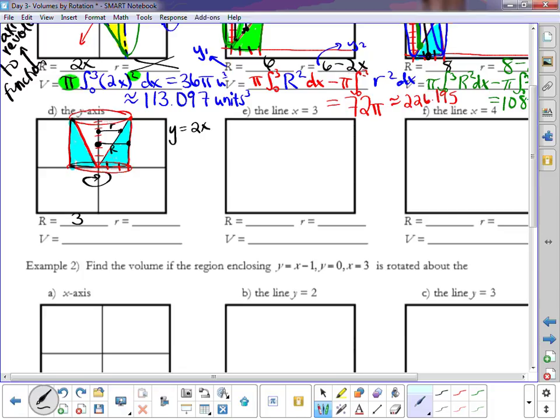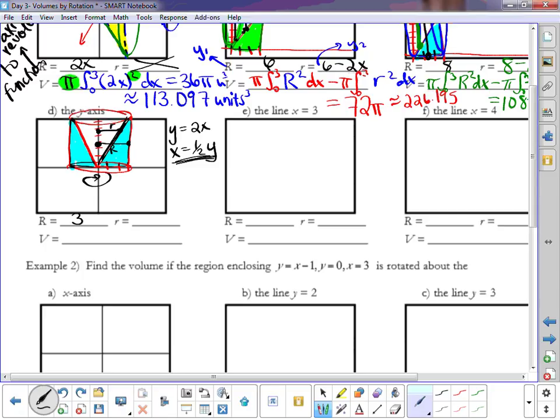Yeah, just divide by 2, solve for x. So I would get x equals 1/2 y. So would you agree that this line here is just the line x equal to 1/2 y? Would you agree with that? Okay. So keeping that in mind, what is my radius, my little r, going to be here?